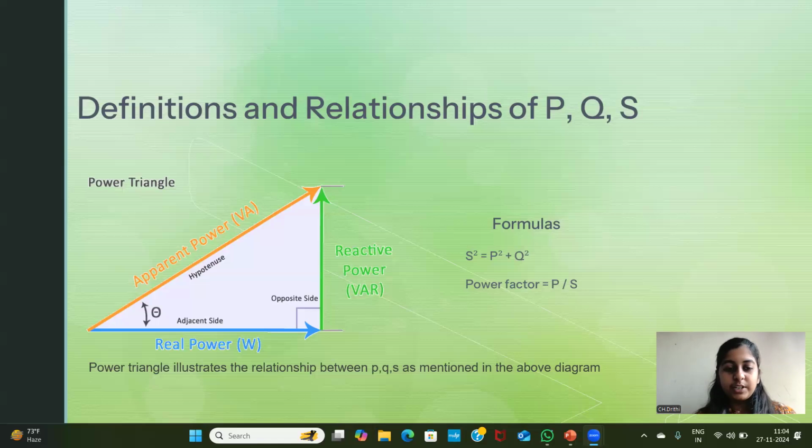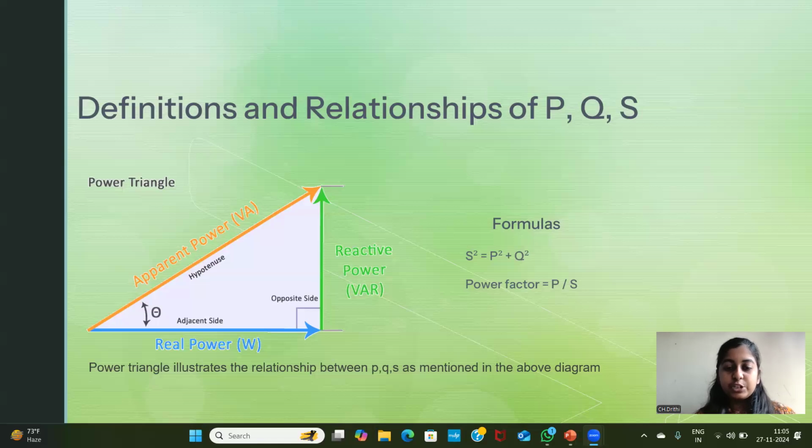Now, in this diagram, we can clearly illustrate the relationship between P, Q, and S. From the given diagram, we can conclude that S square, that is apparent power whole square, equals real power square plus reactive power square. And now, power factor.